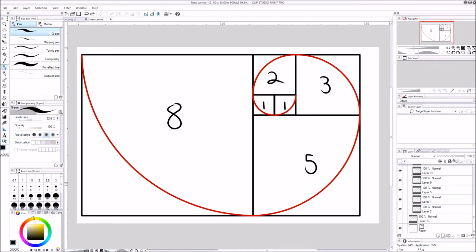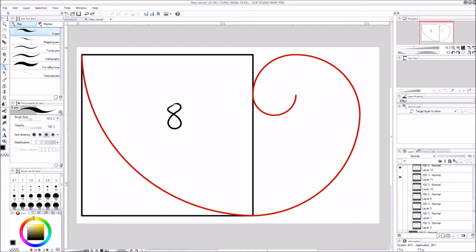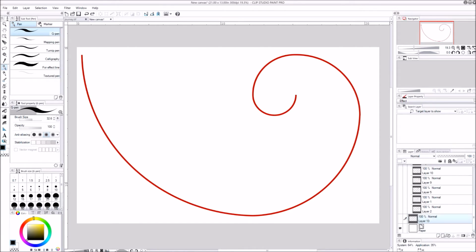The way that you would use this Fibonacci spiral in a composition is you're going to be using this spiral to direct your viewer to where you want them to look, and it's going to be a much more natural and structured way of creating strong composition.